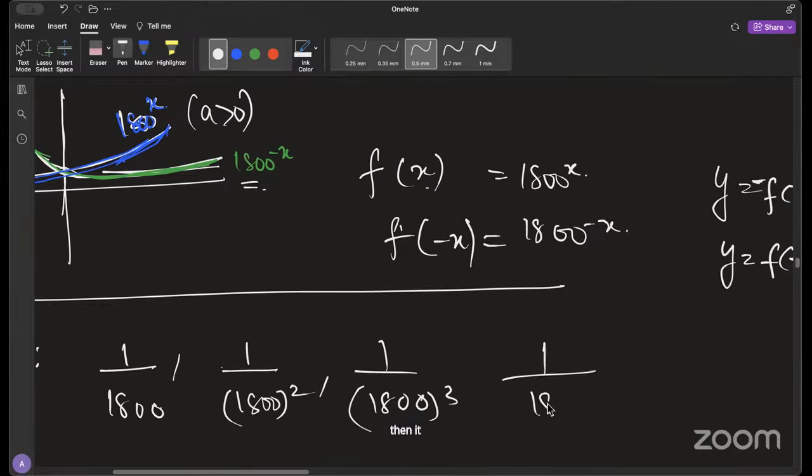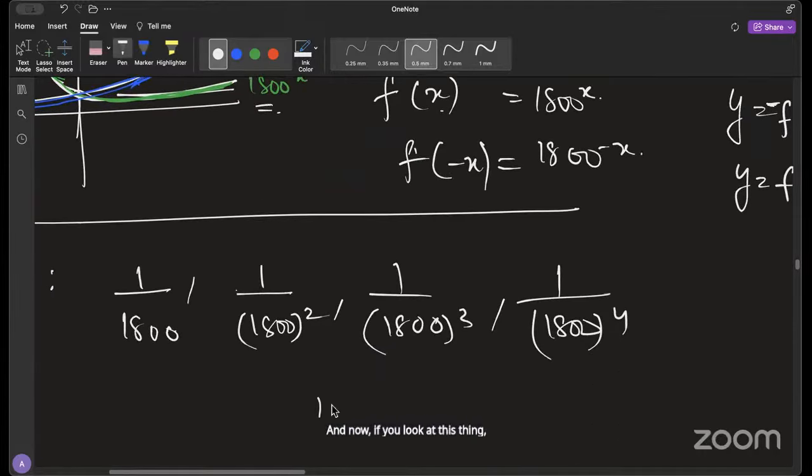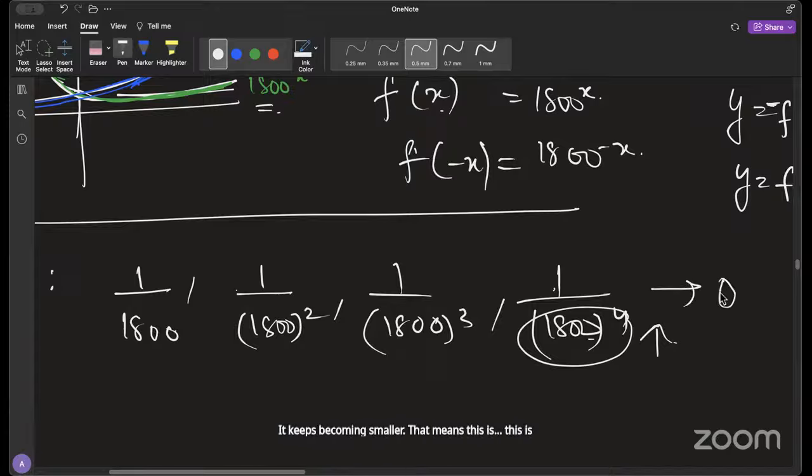Then it's 1 by 1800 to the power 4. And now if you look at this, 1800 to the power 1, 1800 to the power 2, that means this denominator keeps increasing, and the numerator is just constant, 1. So if the denominator keeps increasing, your number keeps becoming smaller. That means this is going to go to 0.